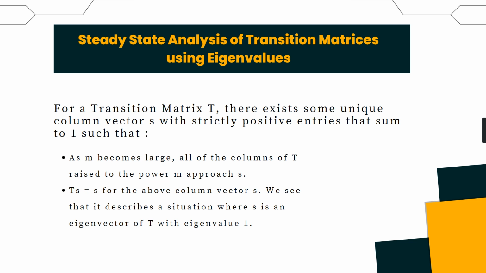Another way of looking at this is that S is an eigenvector of the transition matrix with an eigenvalue of 1. So in a manner of speaking, to determine the steady state of the transition matrix, all we need to do is find the eigenvector corresponding to the eigenvalue of 1.